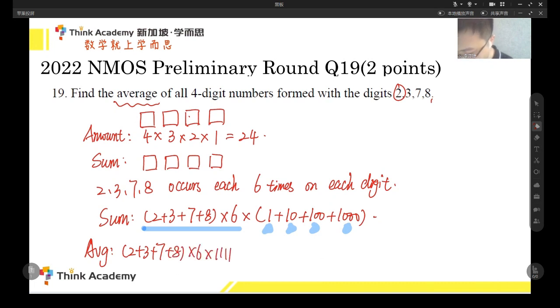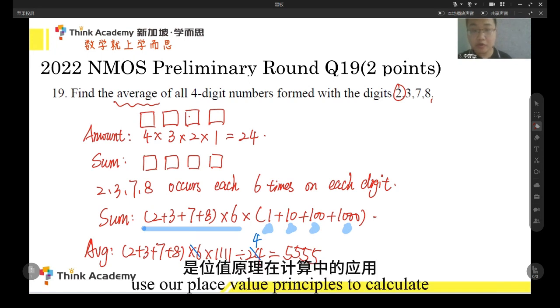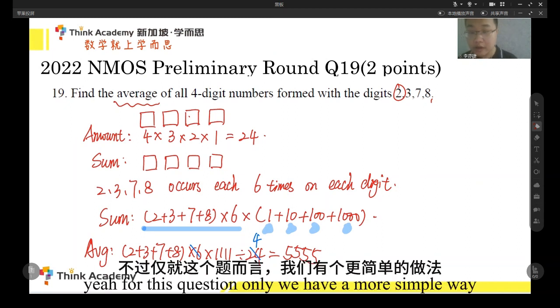Now this is for ones. It can be solved more easily: for the 4 here, the sum is 20. 20 divided by 4 is 5. Right. So this is a very interesting question that uses our place value principles to calculate. Also, it refers to something about counting. Yeah, for this question only, we have a simpler way.